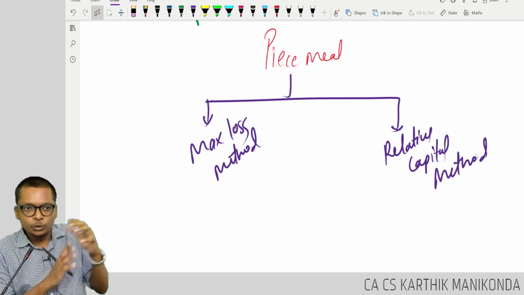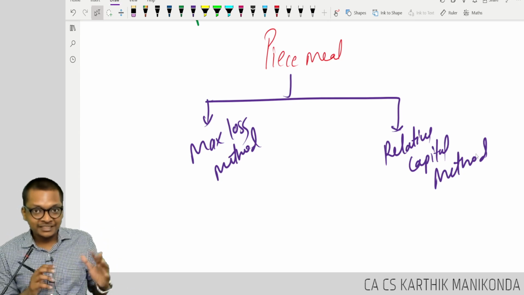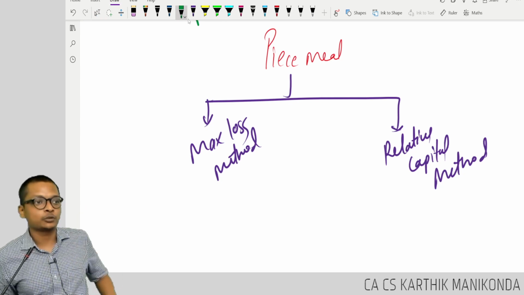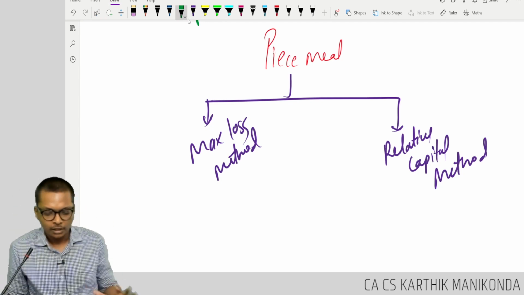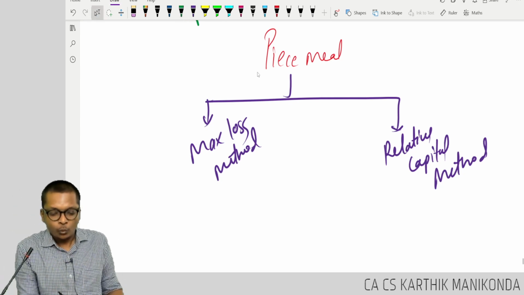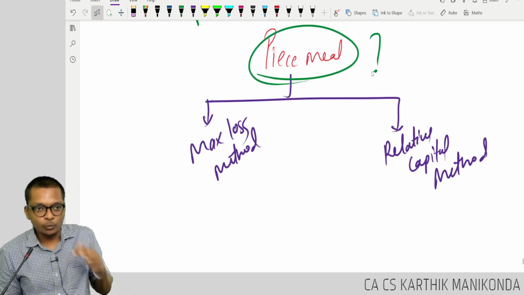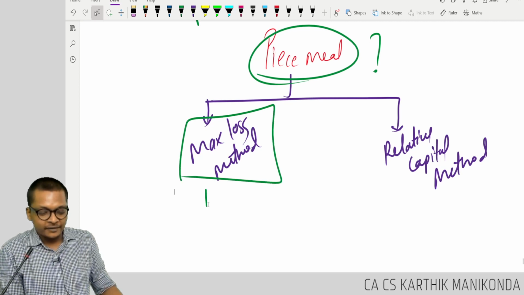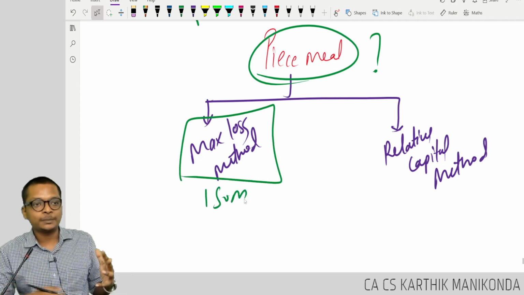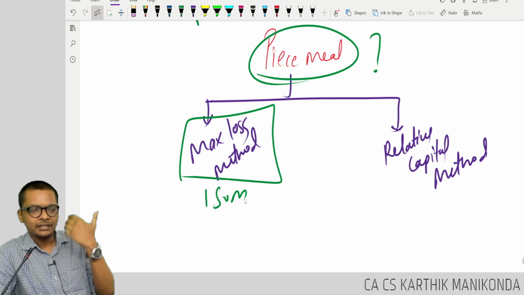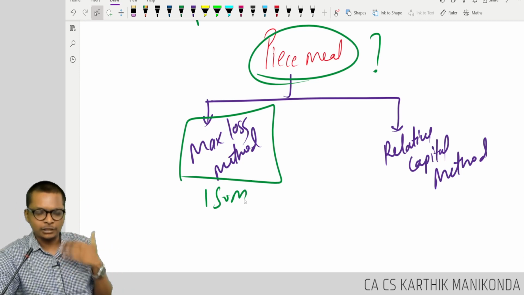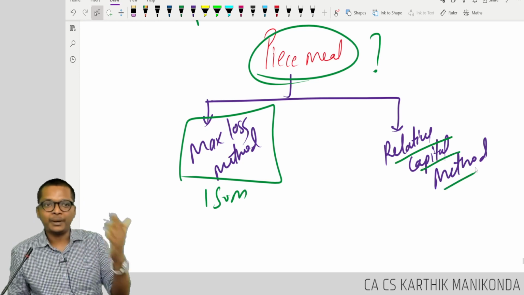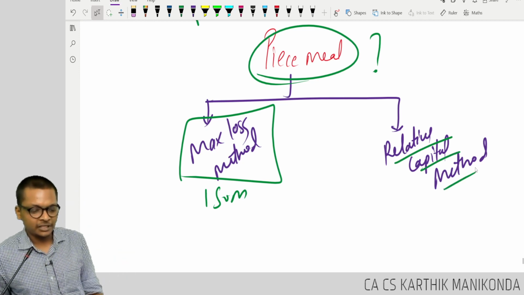Anybody who's even skipping partnership fully, doesn't matter. These two methods are a unique way of solving, and sometimes this can be an exam question. In Inter, any one method will come for a 120 marks question or 15 marks question. Today we will be addressing what is piecemeal distribution, why we have these two methods, and I will teach you maximum loss method and we will do one sum. I will teach you the concept in detail, I will solve it, you will understand. Next sum you do by homework, practice, all sums are the same concept. Relative capital method you will see in part 2, a separate discussion, a separate type of method.